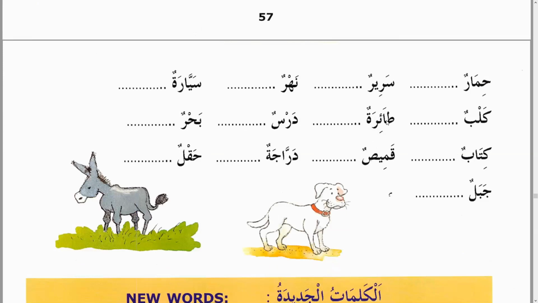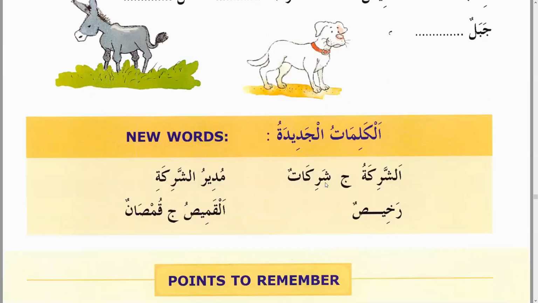Kalb also comes in the Quran, no? Ta'iratun, planes. Ta'ira is plane, planes. Darsun, durusun. Bahrun, bihar. Bahr, bihar. Bihar also comes in the Quran. Bahr also comes. Right? Kitabun, kutubun, qamisun, khumsan. The plural of qamis is khumsan. Darrajatun, cycles. Haqlun, huqulun. Haql is a field. Right? Huqul. Jabalun, jibalun. Right? Alhamdulillah. New words.